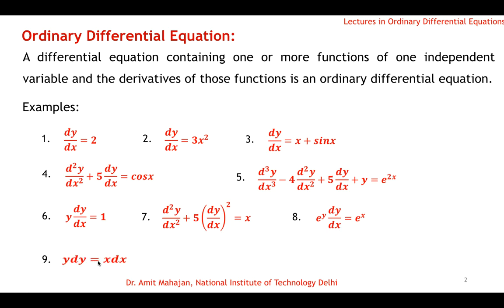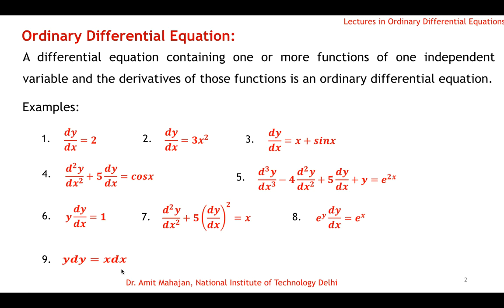y dy is equal to x dx. Now it is not written as dy by dx, but you can easily write this by taking dx to the other side. We can write y dy by dx is equal to x. If I divide by dx, then y becomes the dependent variable and x becomes independent, and it's an ordinary differential equation. If I divide by dy, then I can write it as y is equal to x dx by dy.